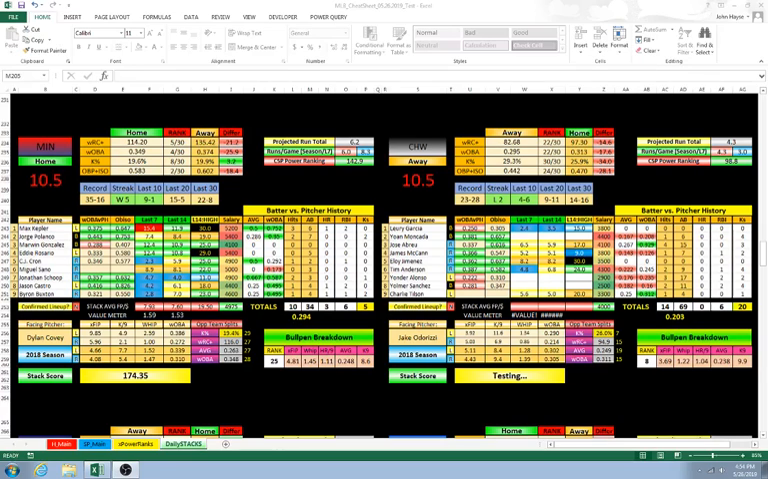Hey guys, I wanted to do a tutorial video on how to read the sheet. That's the biggest question that I get from a lot of people. So here on our MLB sheet, there's so much data. If you're not real savvy with it, it can be overwhelming.